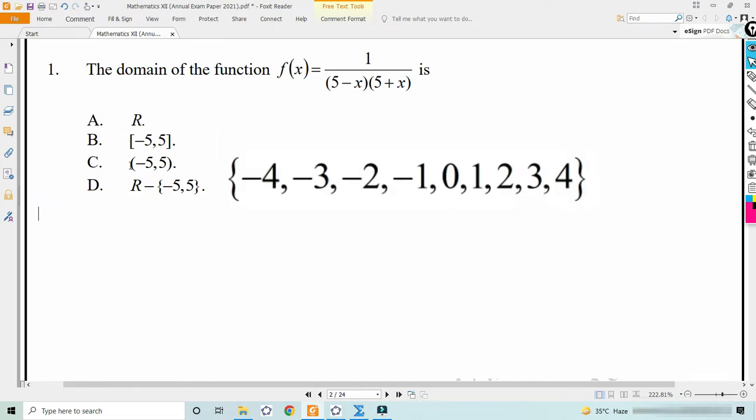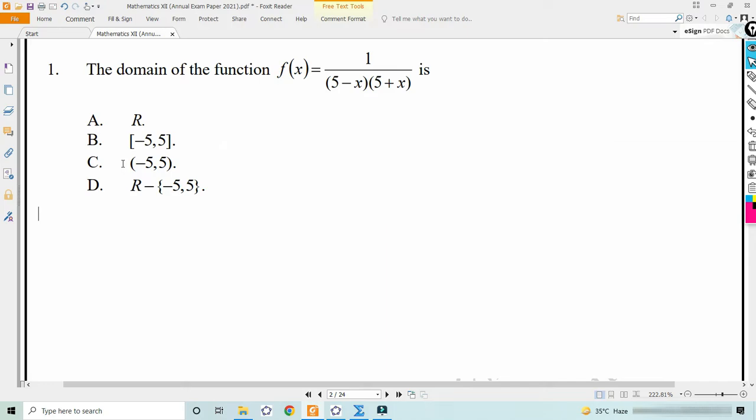C is the open interval which contains the values from negative 4 to positive 4. अब इन सारे वैल्यूज़ पर तो फंक्शन डिफाइंड है लेकिन सिर्फ यही वैल्यूज़ नहीं है जिन पर ये फंक्शन डिफाइंड है, और भी बहुत सारे वैल्यूज़ हैं. सो दैट्स वाई C is not the best answer and the best answer is D, set of real numbers except negative 5 and positive 5.